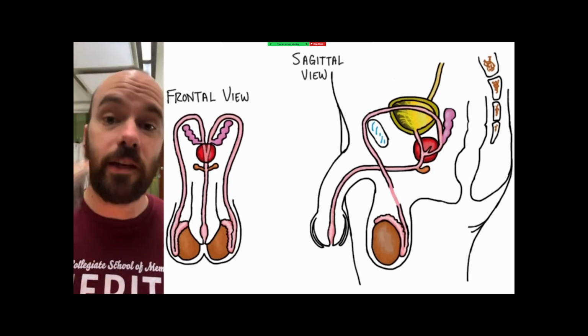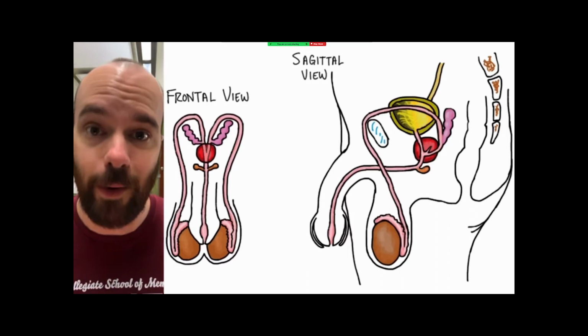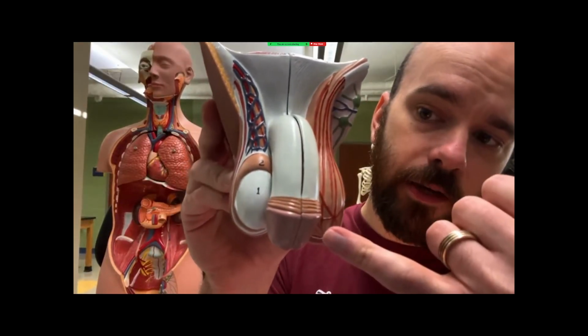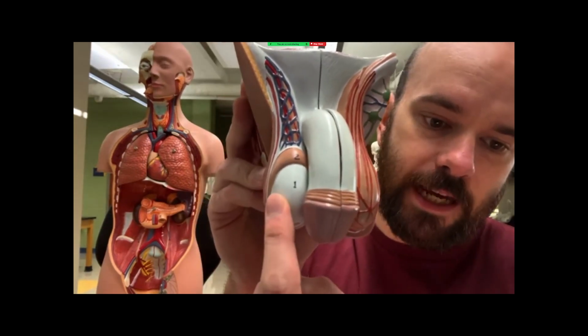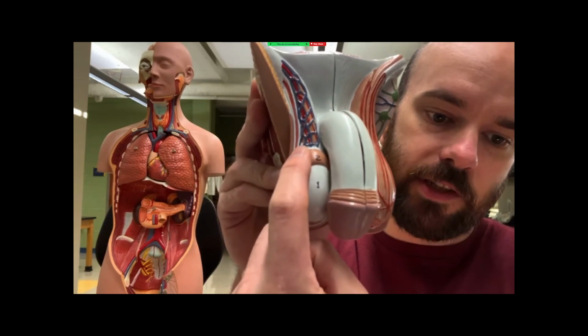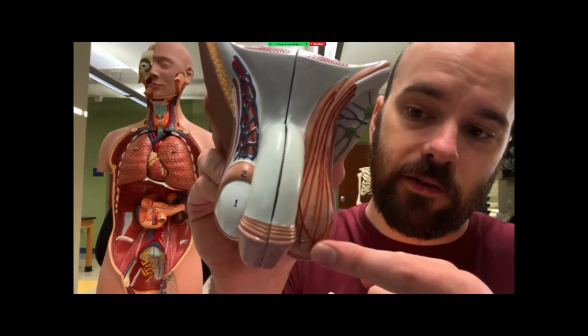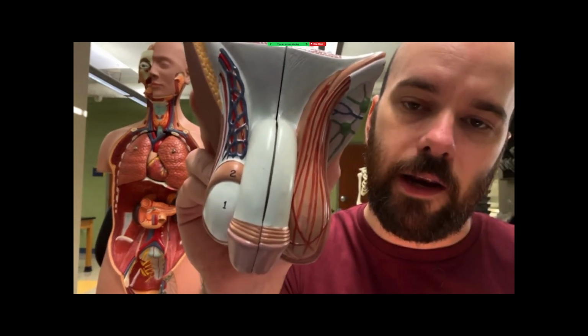Now let's take a look at Terry the torso model's reproductive system and see what these structures look like three-dimensionally in the body. So let's start with the external structures that we can see. Here we have the glans penis as well as the shaft of the penis. We have the scrotum, which is going to surround the testes, and we have the epididymis just above the testes right here. You'll notice here in the scrotum we have these red lines, which are muscles, which will pull the testes up closer to the body or let them go farther away from the body depending on the temperature.